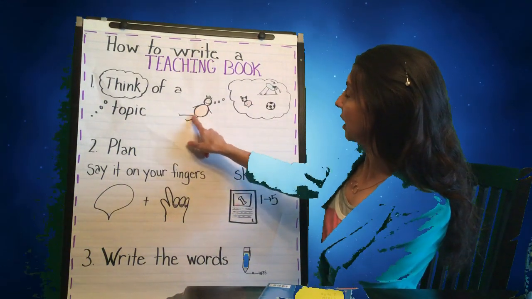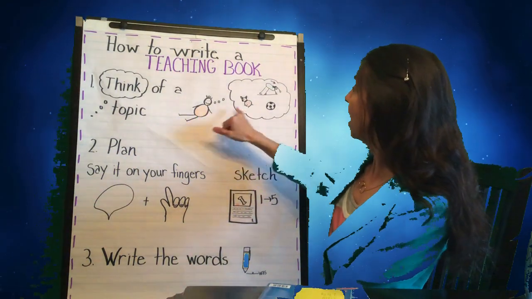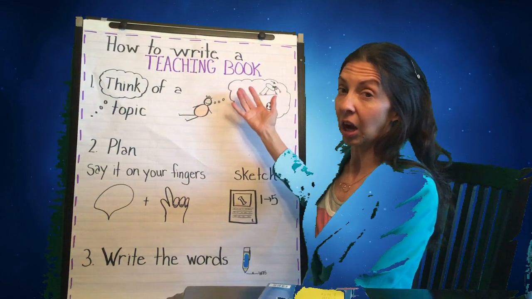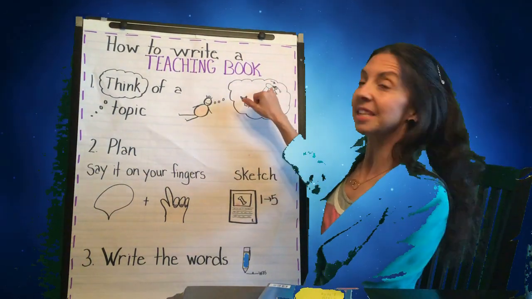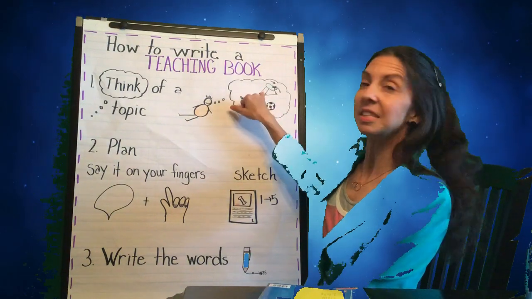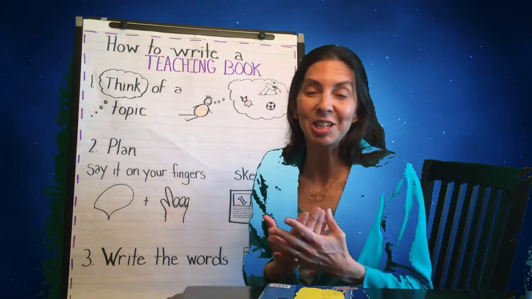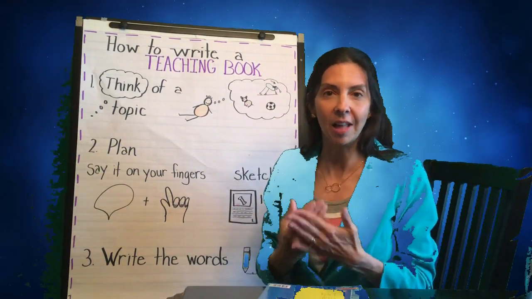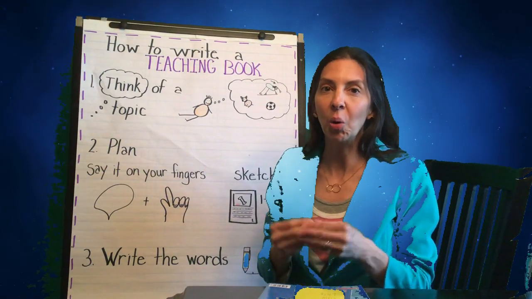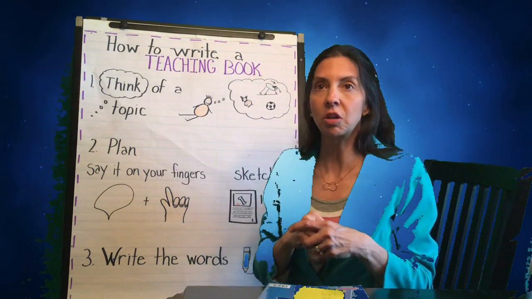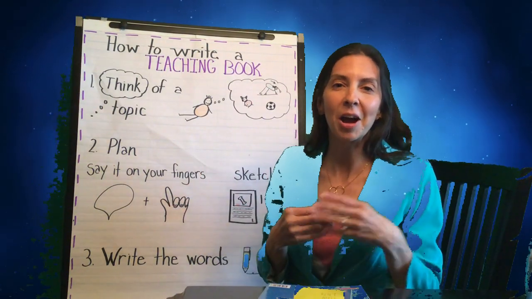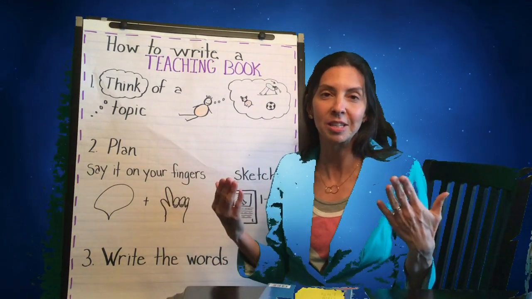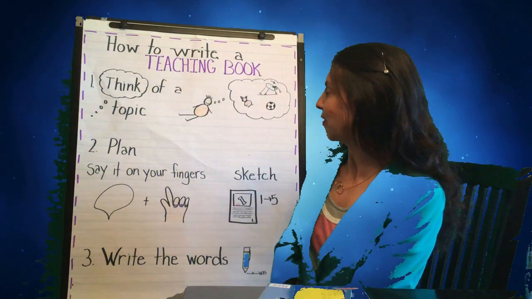So here's my little representation of a person thinking, and this person is thinking about a dog. Maybe they know a lot about taking care of dogs. This person is thinking about soccer. This person is thinking about yoga. When we write teaching books, we are thinking about this main question: what do I know a lot about? What do I know a lot of facts about? And sometimes I just start thinking about my day. What do I accomplish from morning until afternoon and into the evening that I could tell about? That's the first thing you'll want to do when you think of a topic.